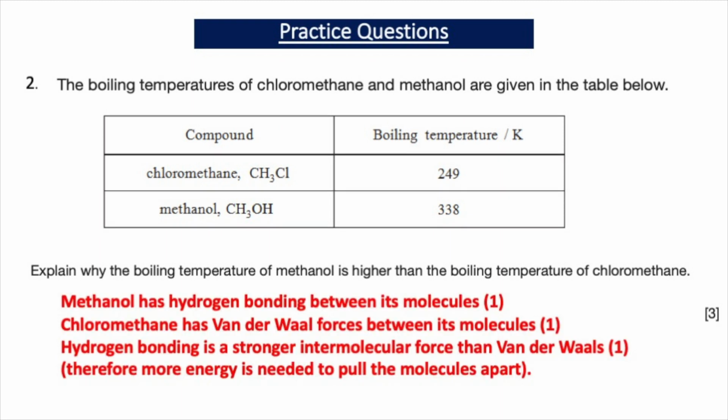Now question 2 is asking why the boiling temperature of methanol is higher than the boiling temperature of chloromethane, and there's 3 marks for this question. Now to answer this you need to talk about the intermolecular forces that exist in methanol and chloromethane. Now methanol has hydrogen bonding between its molecules, so if you said that, there's 1 mark. Chloromethane has van der Waals forces between its molecules, or you could say permanent dipole forces between the molecules. There's 1 mark for that.